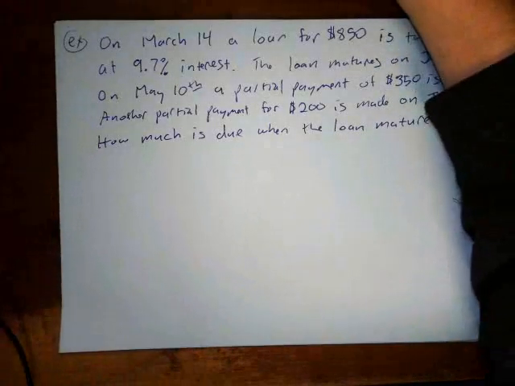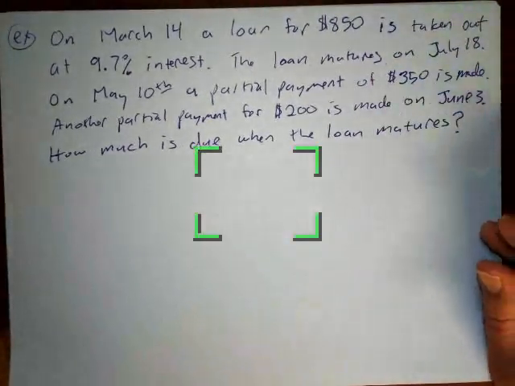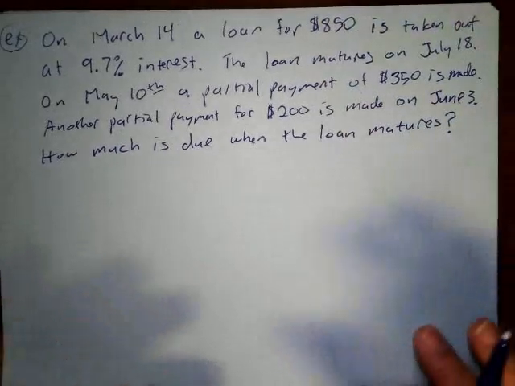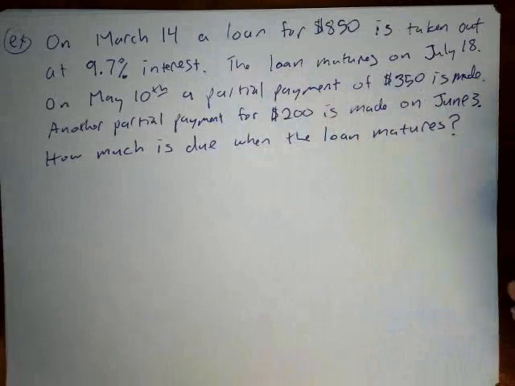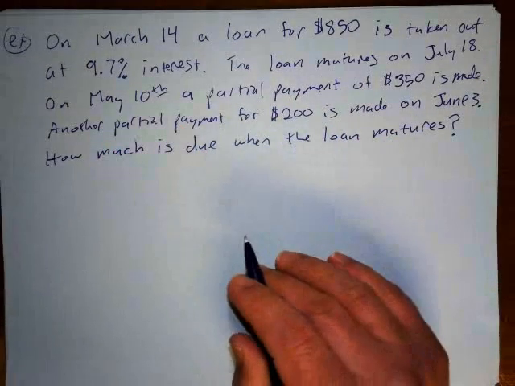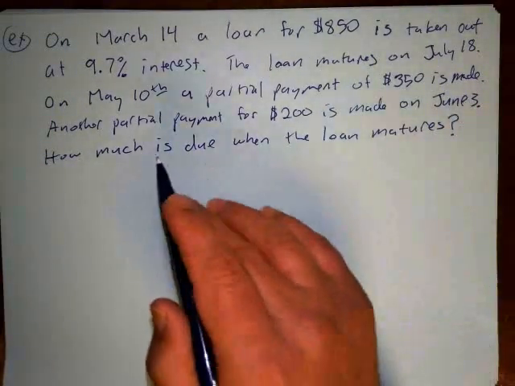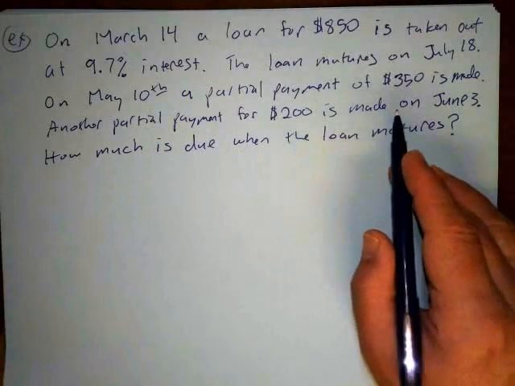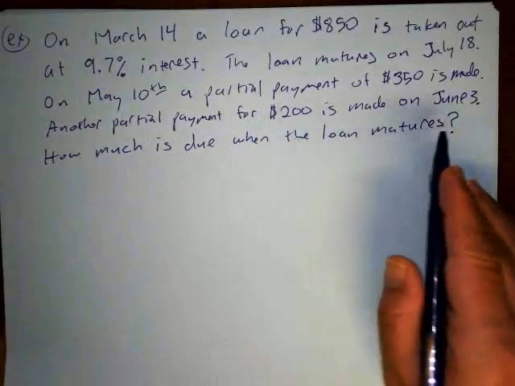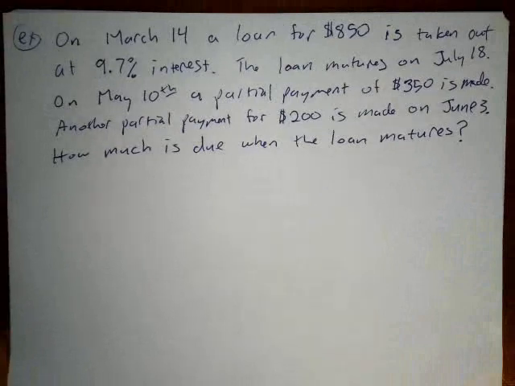Okay, we are now going to do a partial payment problem that has two partial payments. So this says on March 14th, a loan for $850 is taken out at 9.7% interest. Okay, the loan matures on July 18th. And so on May 10th, a partial payment of $350 is made. And then another partial payment for $200 is made on June 3rd. So now it wants to know how much is due when the loan matures.